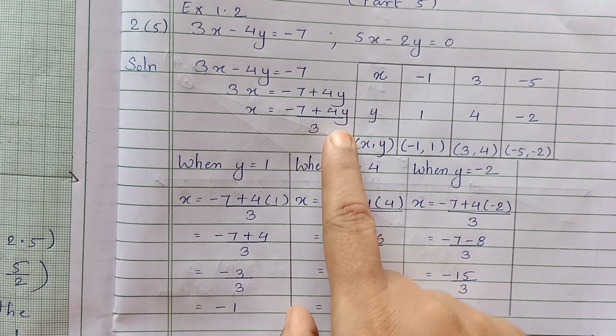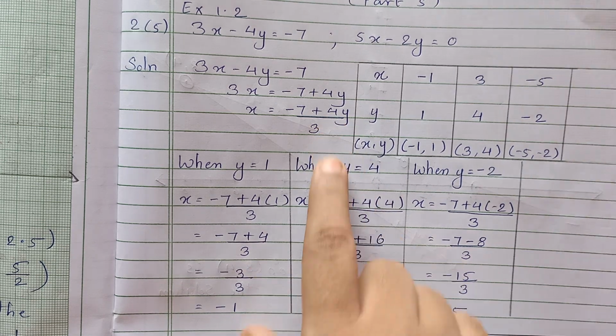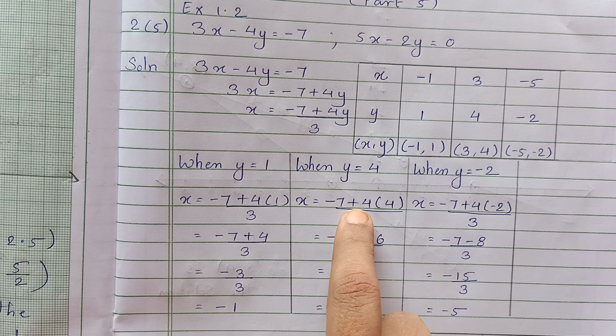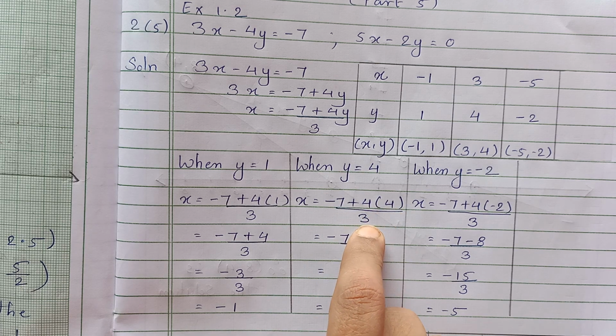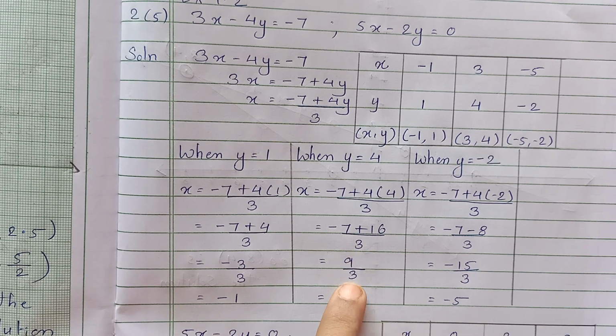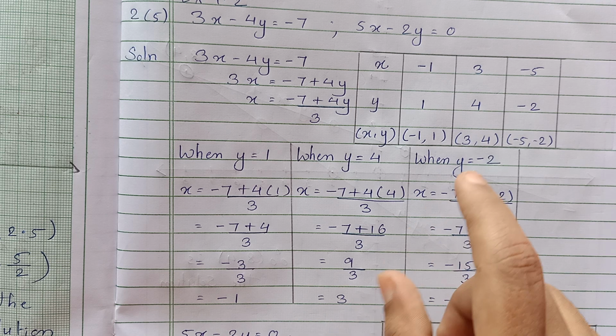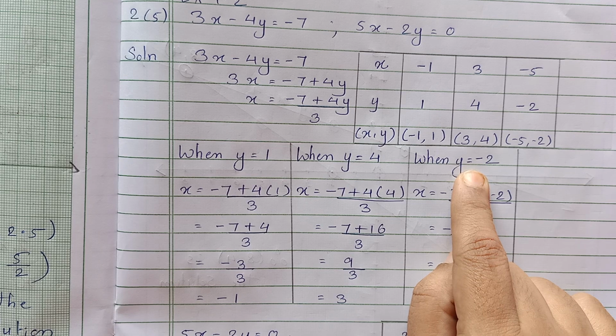So next I am taking the value of y as 4. Now if you observe, if y is 4, this will become minus 7 plus 4 into 4 upon 3, which is minus 7 plus 16 upon 3, which will become 9 upon 3, and 9 is divisible by 3. So we get the final answer of x as 3. Now the next value of y is minus 2.